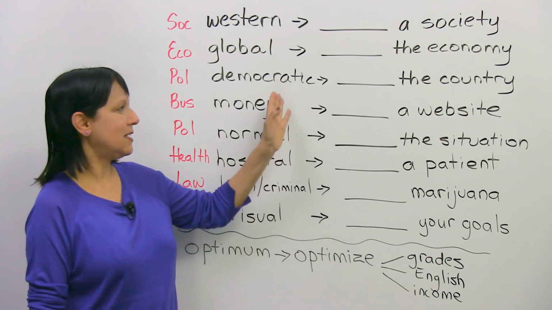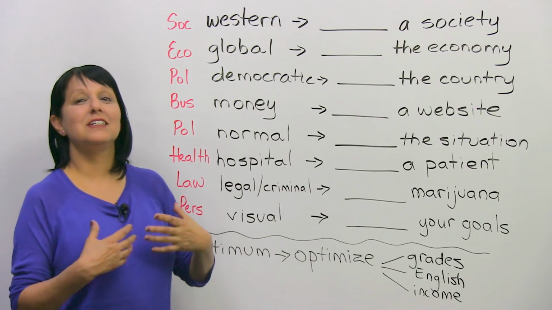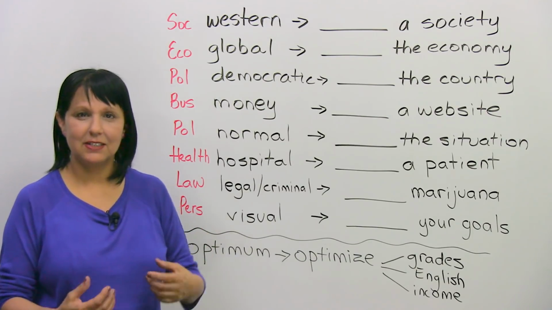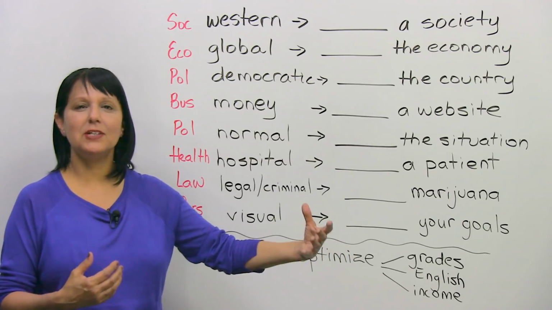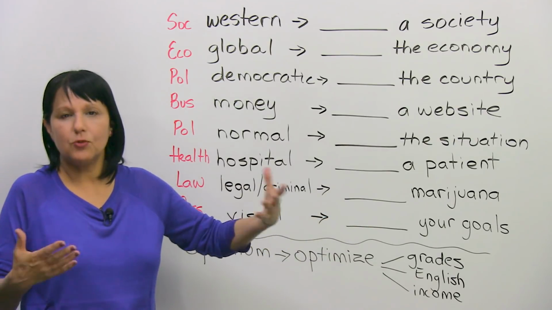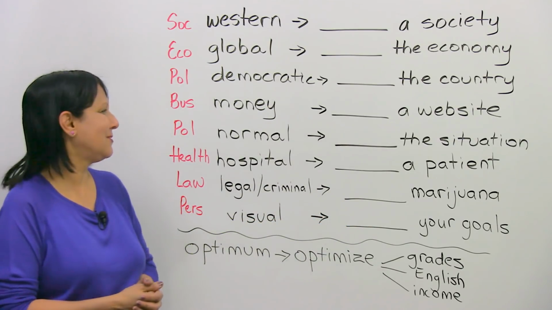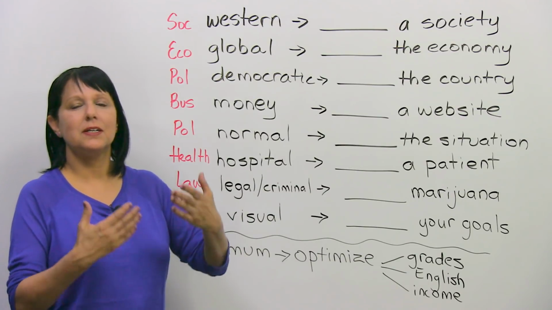Good. Democratic. This word is a little bit long, but you can do it. Democratize, democratization. Good. Now imagine if you wrote that word in an essay, right? In an IELTS essay. Of course, it's very impressive. Okay. Money. How do we make that into a verb?